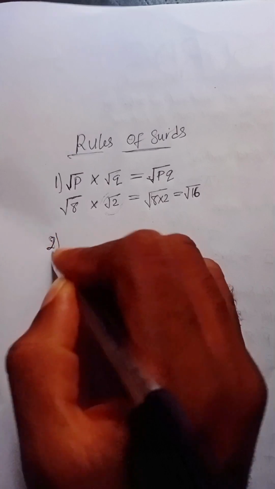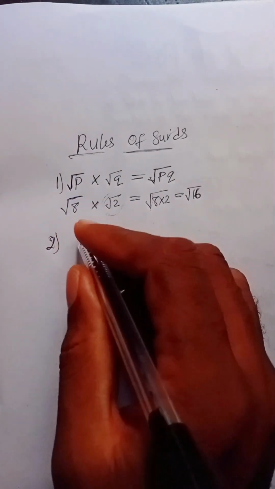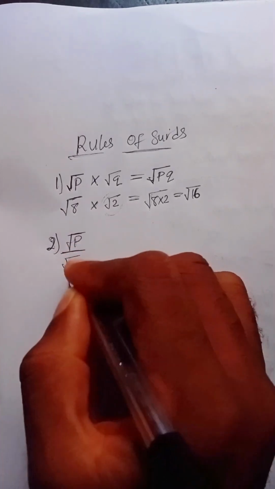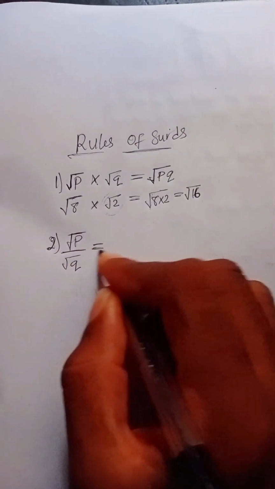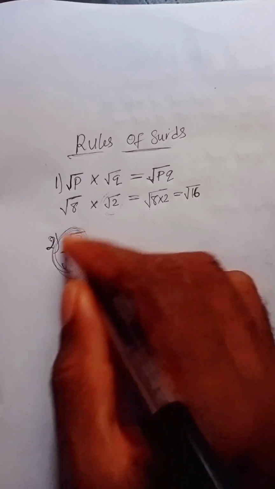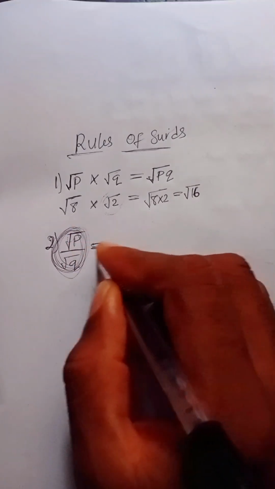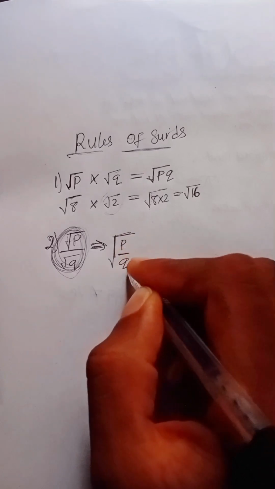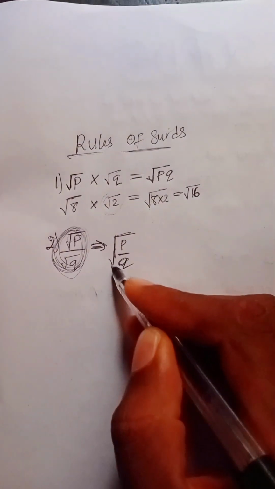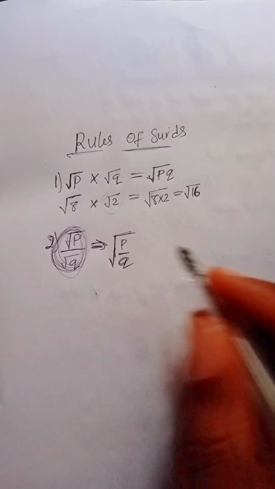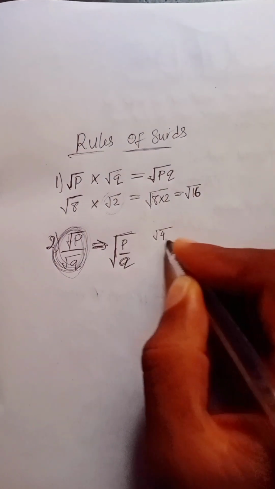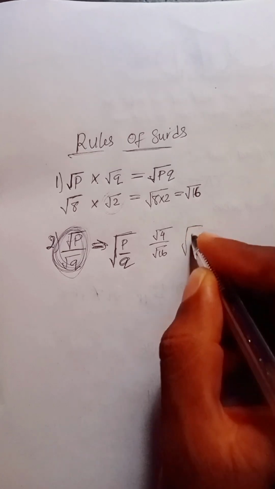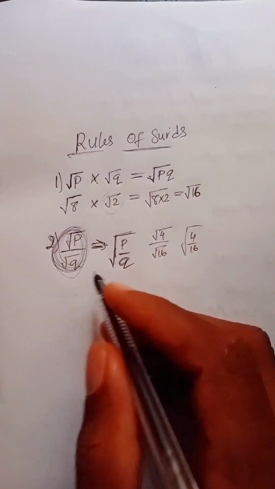Then the second rule is the division rule. When we have root p divided by root q, this surd fraction can also be expressed as the root of p divided by q. So this is the division rule. For example, we have root 4 divided by root 16. This can also be expressed as root of 4 divided by 16.